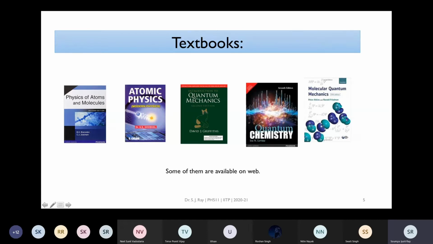So the primary textbook will be Bransden and Joachain, and some parts will be taken from the others, but those are all reference books. You can choose whichever you prefer to read. Most of these materials are also available on the web, legally or illegally. You have to look for them, and then you can find them.